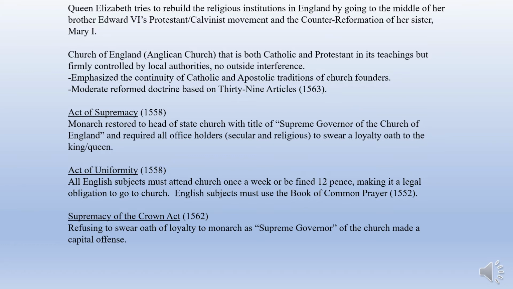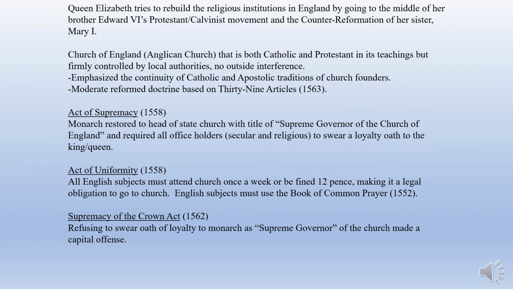It's not going to have a pope like the Catholic Church. It's going to be controlled by local authorities like the Protestant churches are. It's going to emphasize that it is the heir to the Catholic and apostolic traditions. So it's still going to claim to evolve from the Catholic Church and from the apostles of Jesus. But they're going to have a more moderate, modern Reformed doctrine. And the doctrine that's created to run this church is called the 39 Articles. These are essentially Protestantism with a touch of Catholic flavor.